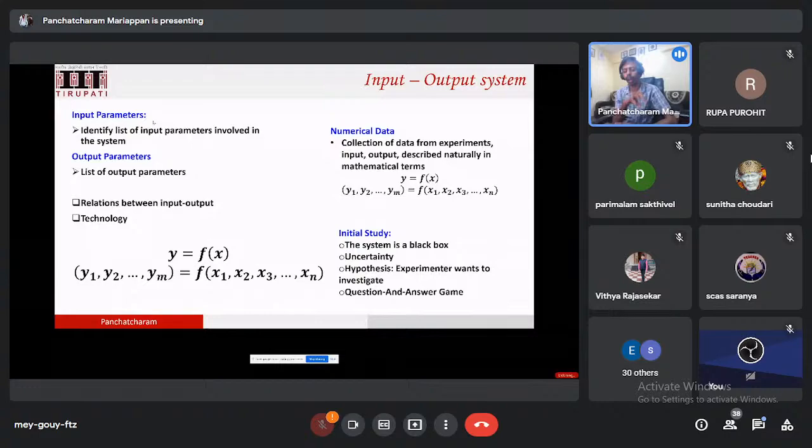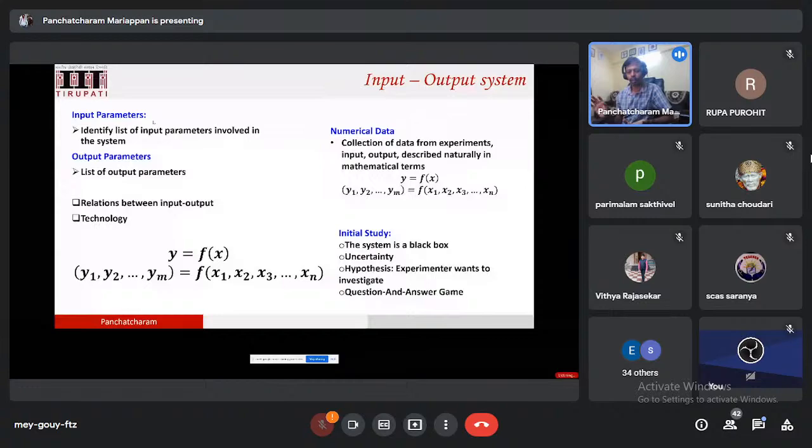Because the problem is a black box, they don't know anything to do. So it is completely an uncertainty problem. Then they developed some investigation and did some experiments. Then they posed some questions and answered them. That is the same thing we are trying to do in modeling development. It is a question and answer game which they are developing.